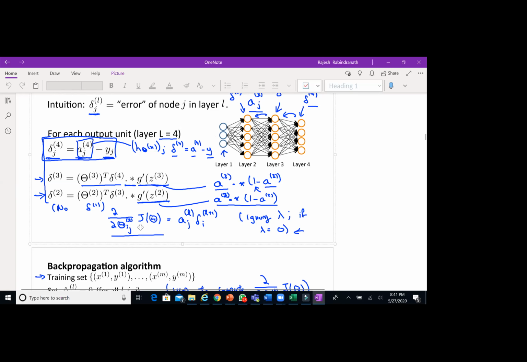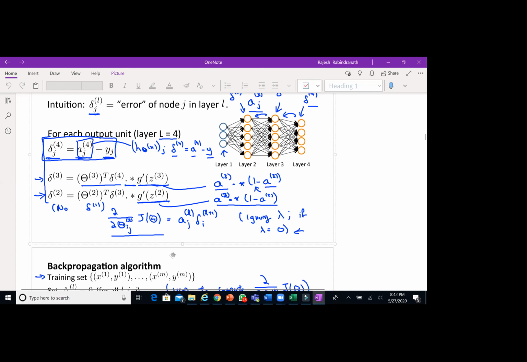So this is how, and basically this represents the partial derivative of the cost function. So what exactly is the partial derivative of J with respect to theta? If you know the calculus, you can derive this. But if you take the formula, it is A of L j times delta of L plus 1 i, because it starts only from the second layer. So this is what is there.